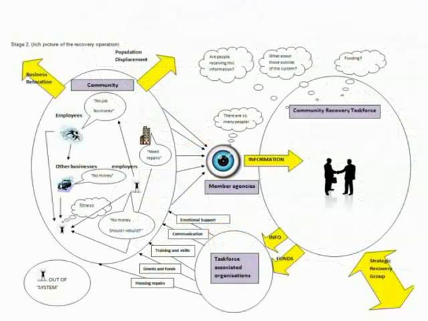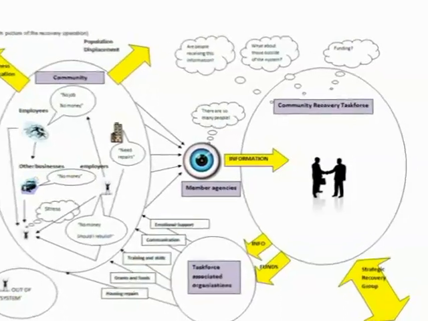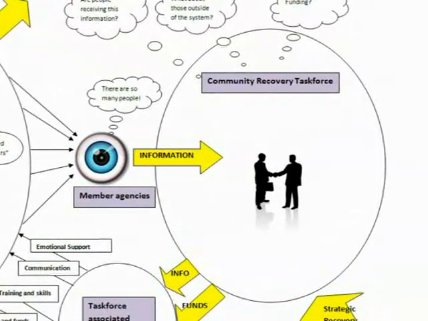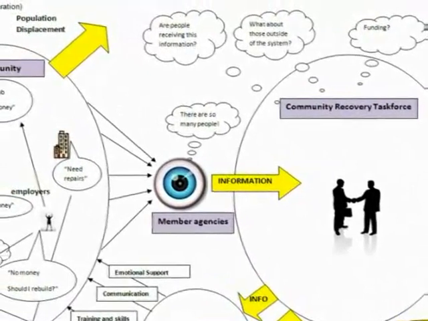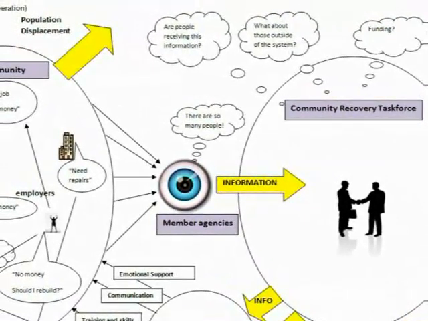The second rich picture represents the issues associated with the work of the Buncefield Community Recovery Task Force as part of the overall recovery operation. The task force was made up of a number of members from the public and voluntary sectors. This group is represented on the right-hand side of the rich picture. Some of the major concerns at the time, such as securing funding and communicating with members of the community, are highlighted.